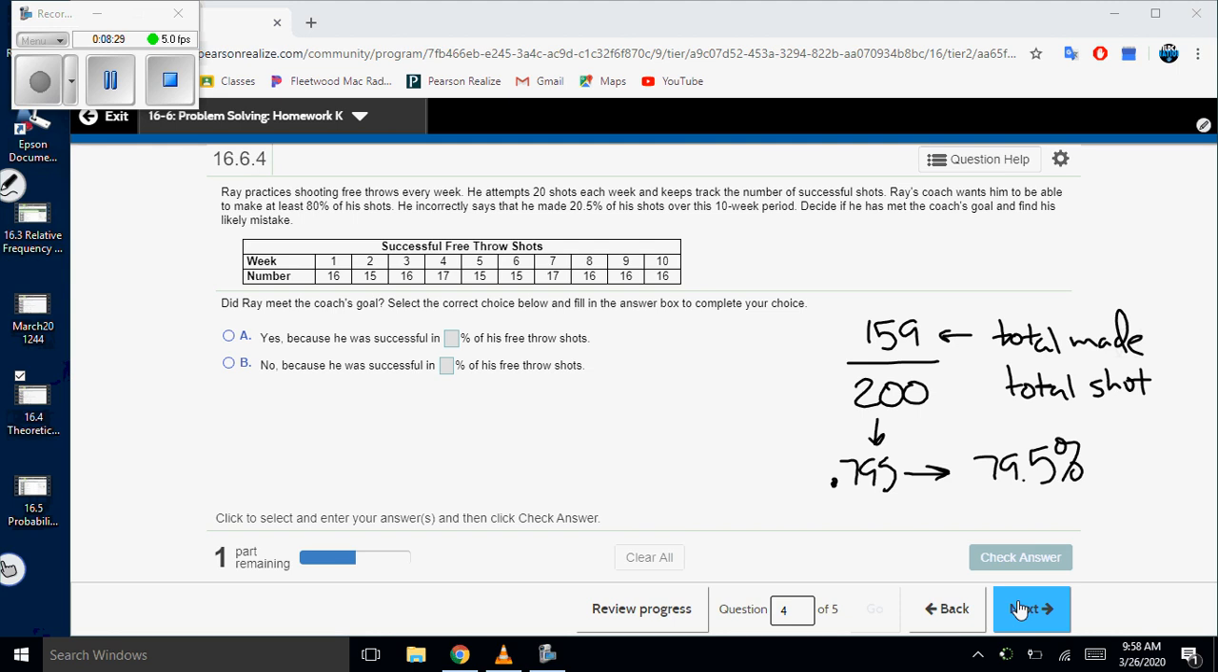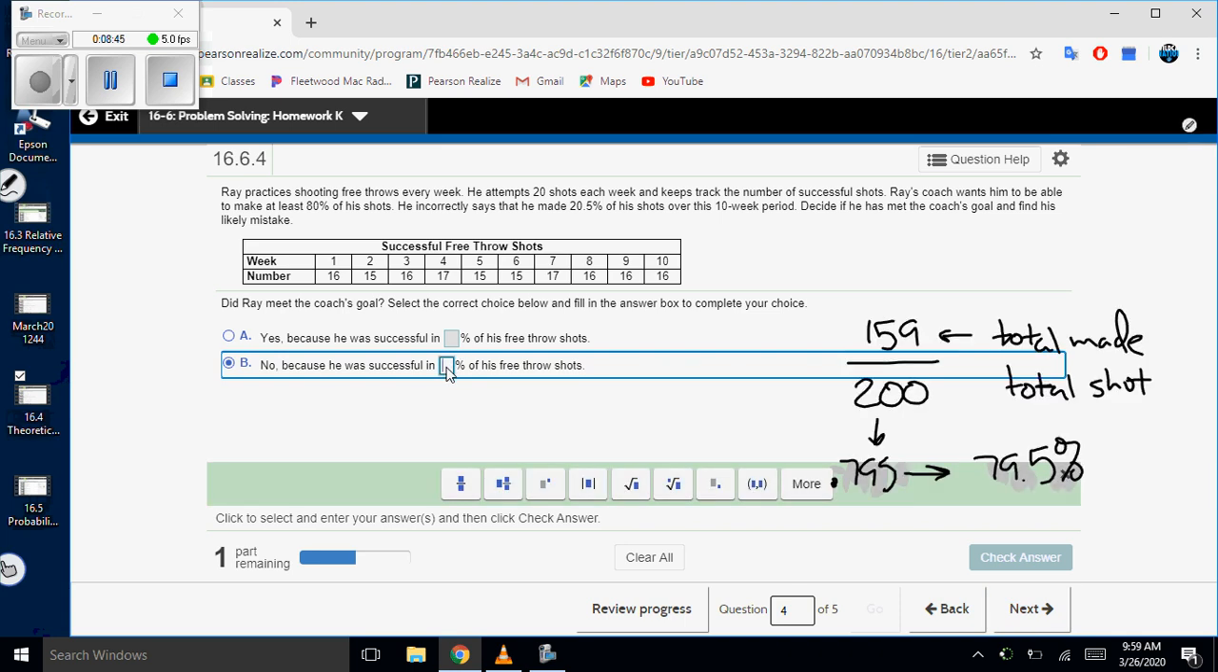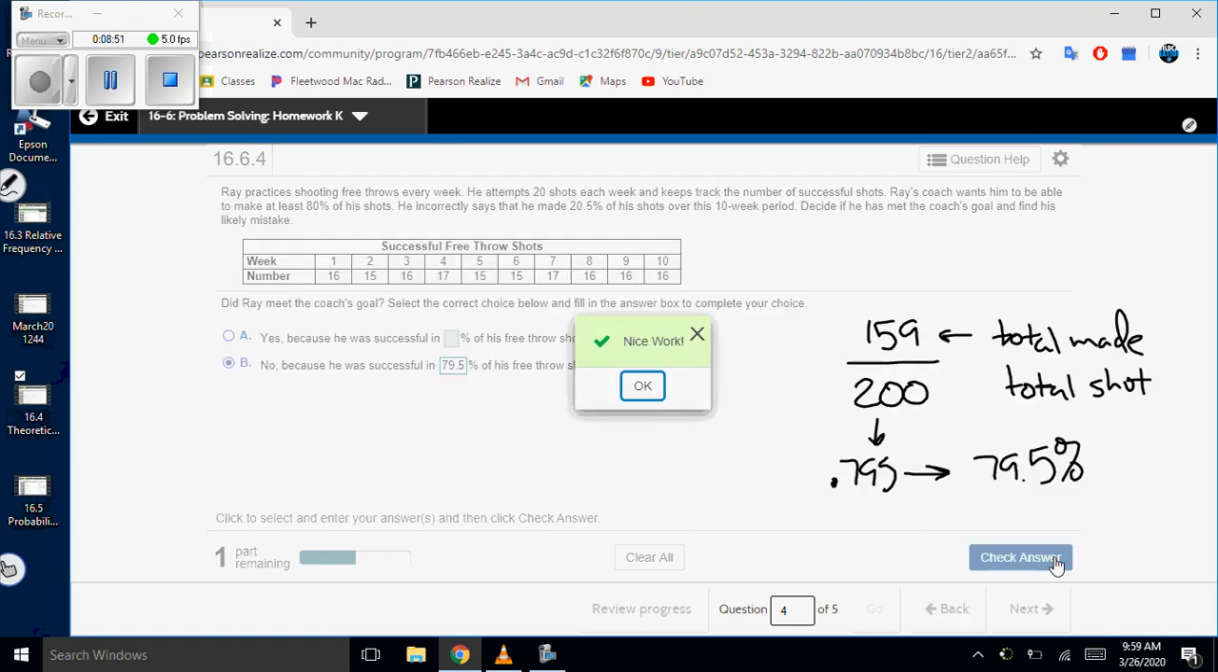79.5%. He was expected to make 80%. You guys would argue here that we want to round it up. I would say, no, you didn't make your 80%. So I would say no, because he only made 79.5%. Unless you see something that says to round it up, nearest percentage, I don't see anything there. I'm going to check the answer, and I'm good to go.